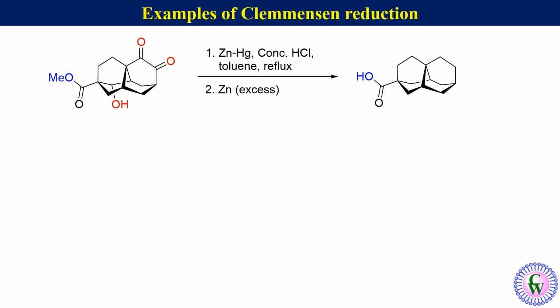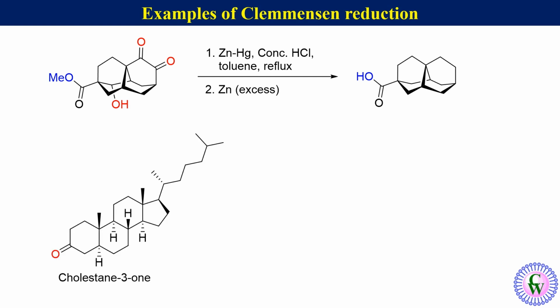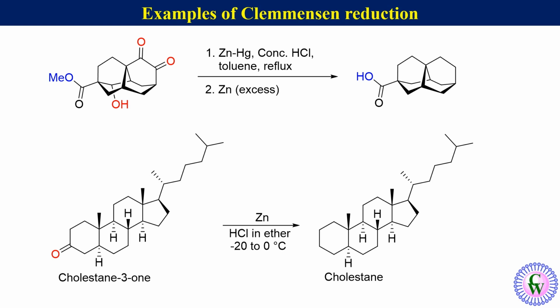Clemmensen reduction is not very effective for aliphatic and cyclic ketones. For their reduction, there is a slightly modified condition. For example, cholestenone when treated with zinc powder and HCl in diethyl ether at -20 to 0 degrees centigrade produces cholesterene, where the CO group was reduced to CH2.